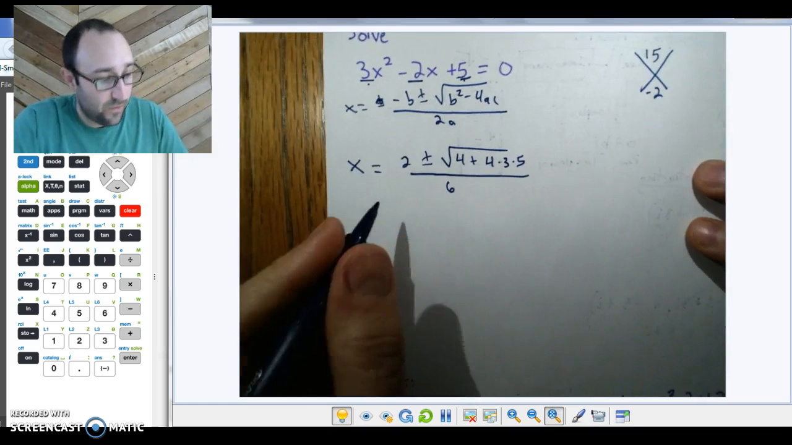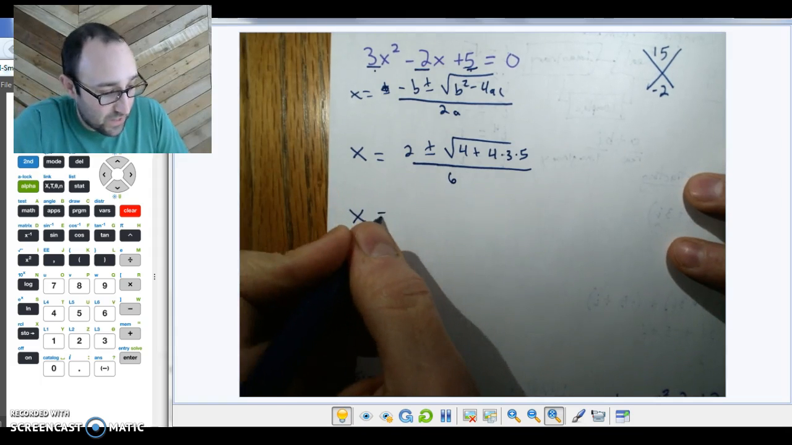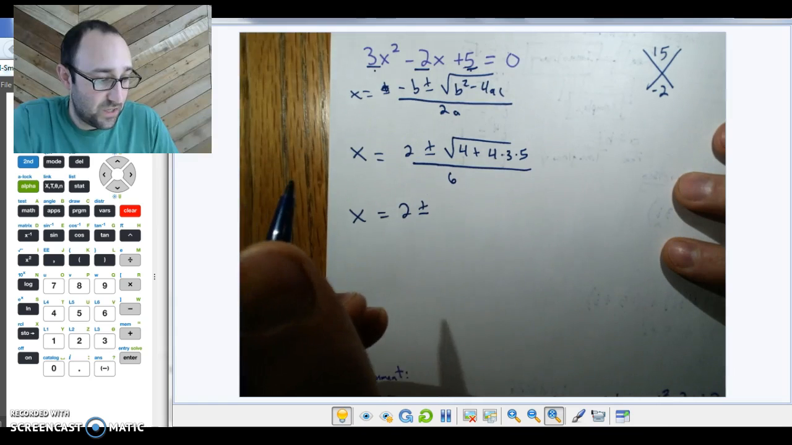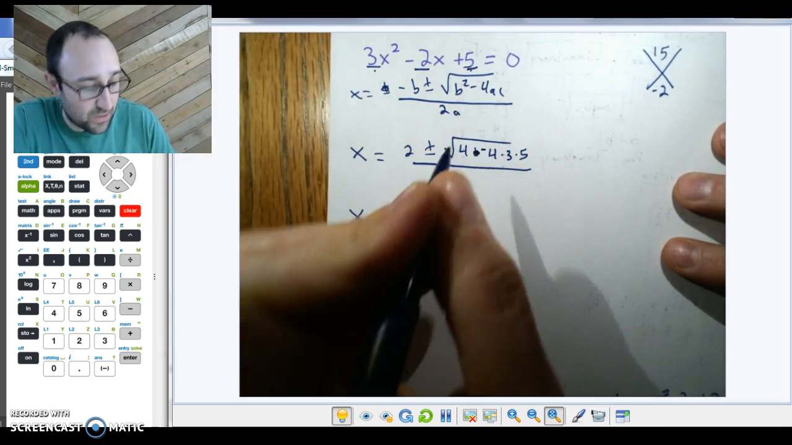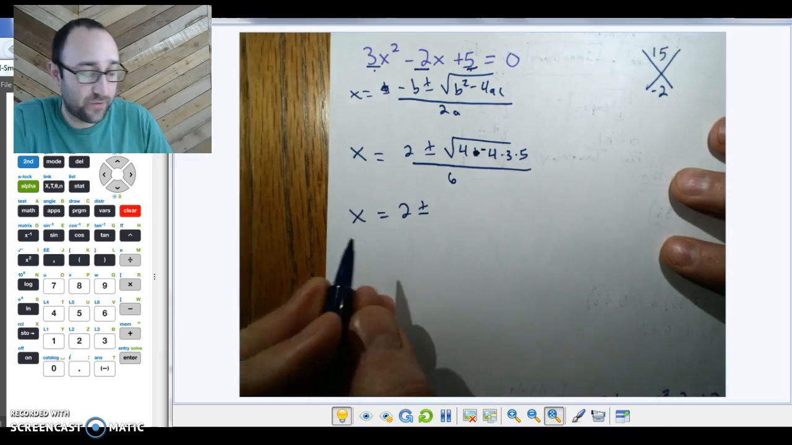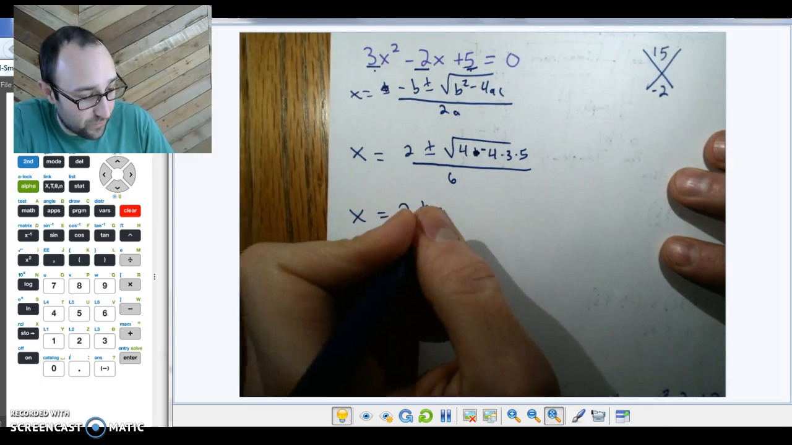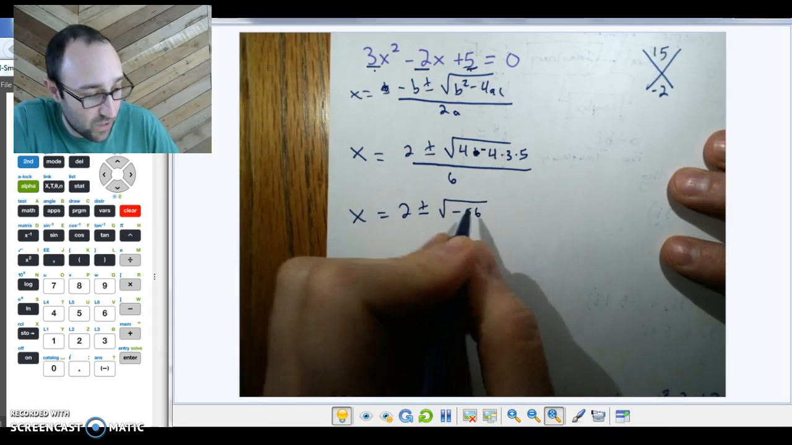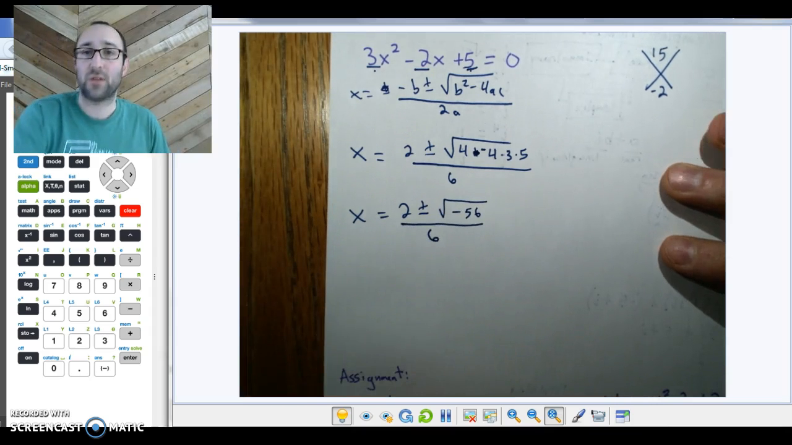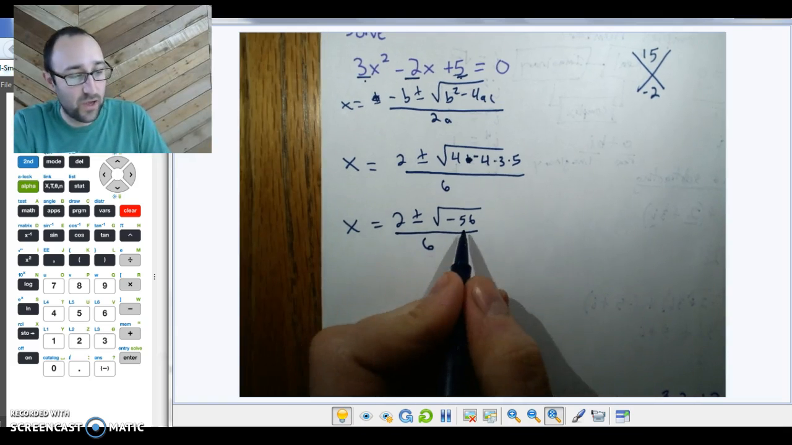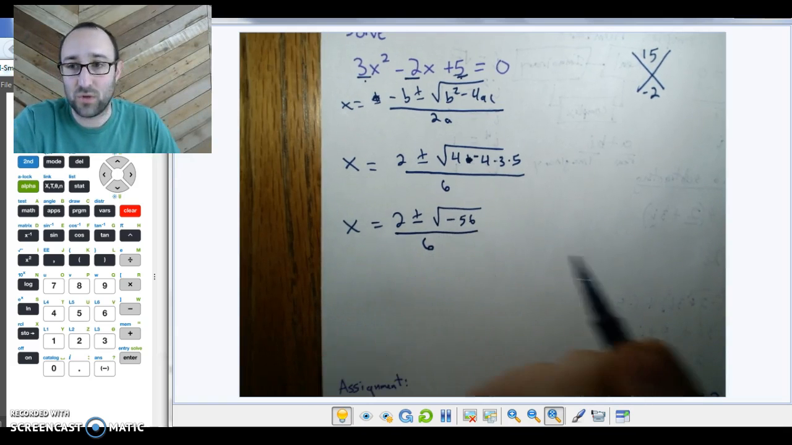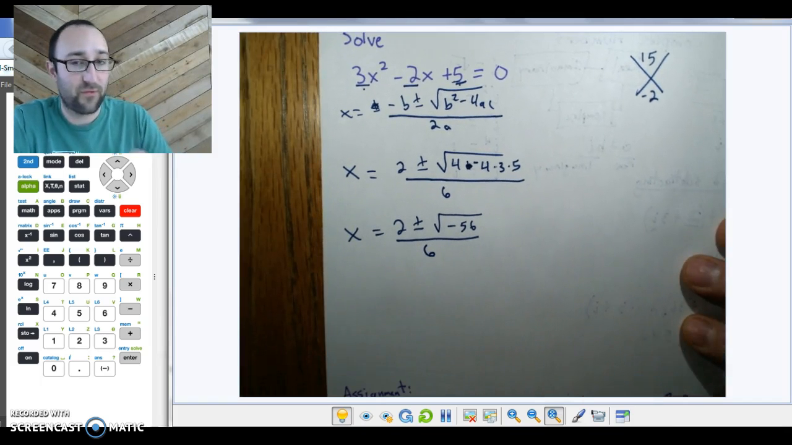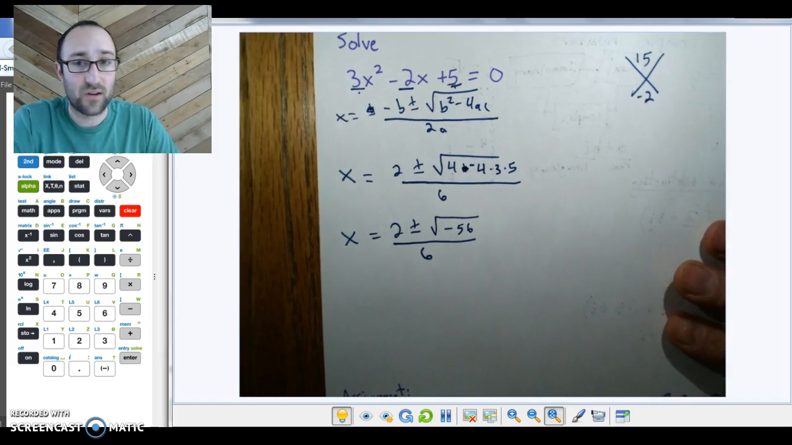Okay, so now let's just simplify the best we can. x equals 2 plus and minus the square root of 4 minus 4 times 15. Oops, it should not be a plus, it should be a minus there. 15 times 4 is going to be 60, so 4 minus 60 is going to be negative 56, all over 6. Now, if you remember from Algebra 1 or Algebra 2, if the discriminant was less than 0, you'd say there are no solutions. And you're right, there are no real solutions. There are complex solutions.